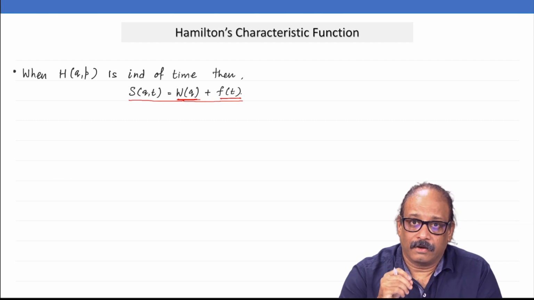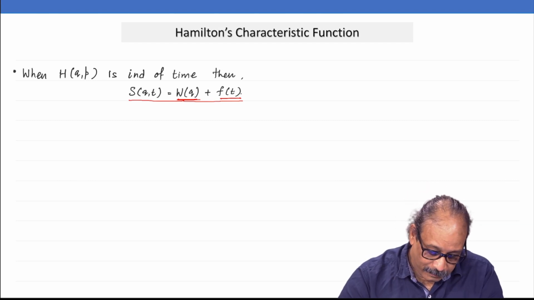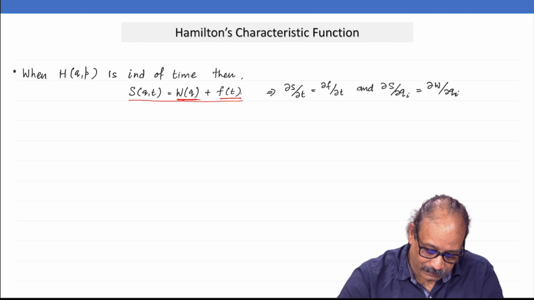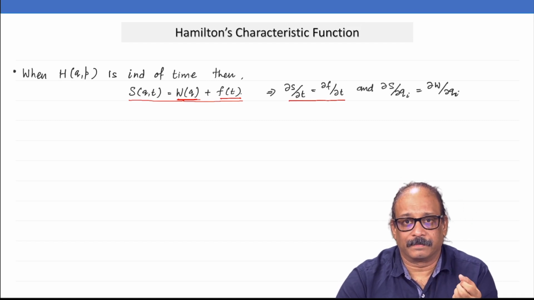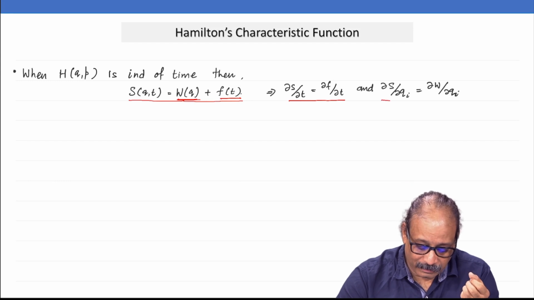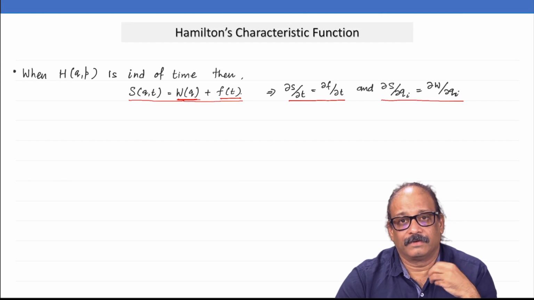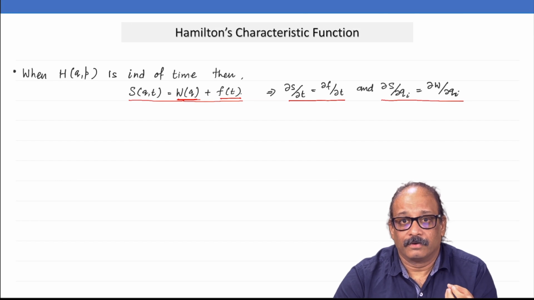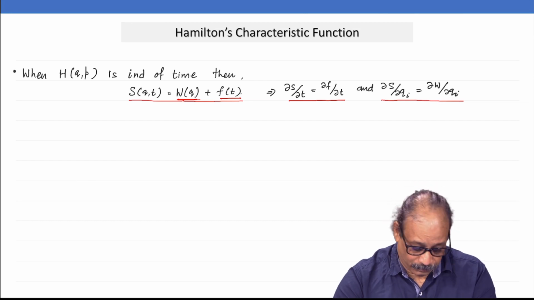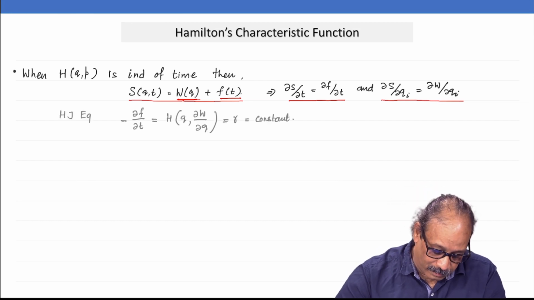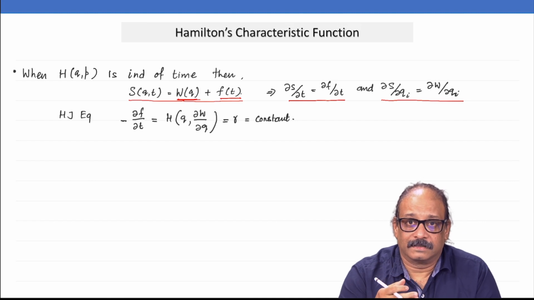Now, once I do this, clearly if I take the partial derivative of S with respect to t, that is just del f by del t, because W is independent of t. And the partial derivative of S with respect to q I will be the partial of W with respect to q I, because f is independent of q. Fine.